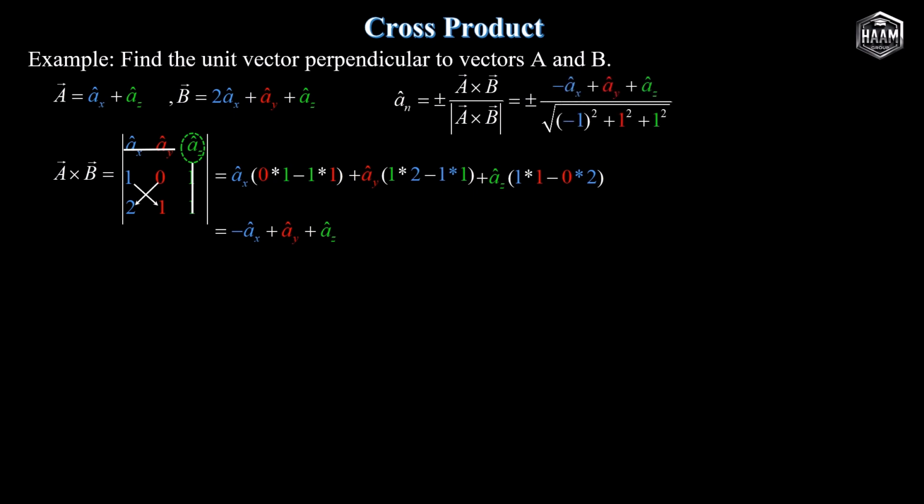The magnitude of a cross b equals the square root of, open parentheses, negative 1, close parentheses, squared plus 1 squared plus 1 squared, which equals the square root of 3. Substituting the magnitude into the normalization relationship yields a hat sub n equals plus or minus the fraction negative a hat sub x plus a hat sub y plus a hat sub z over the square root of 3.